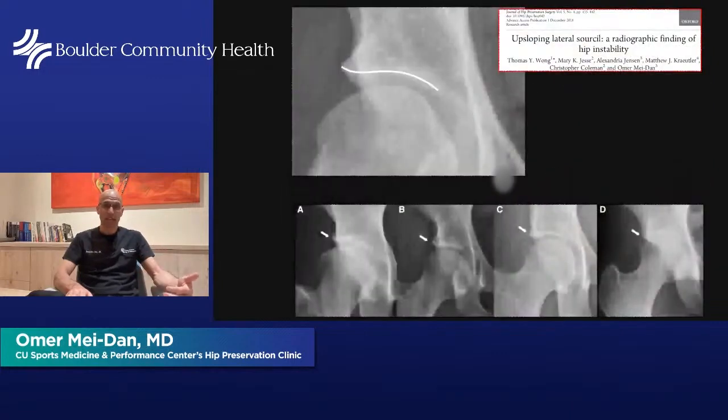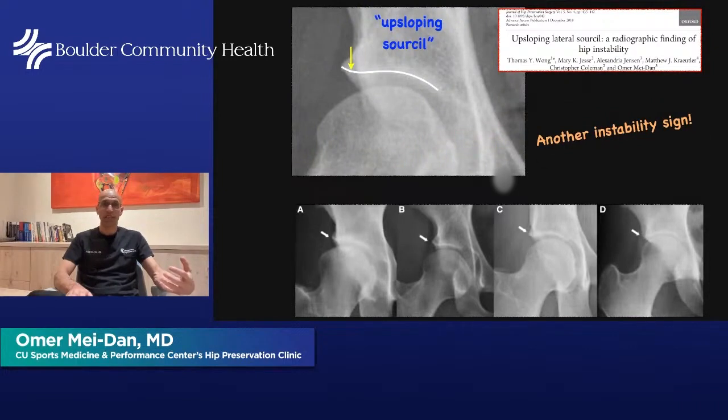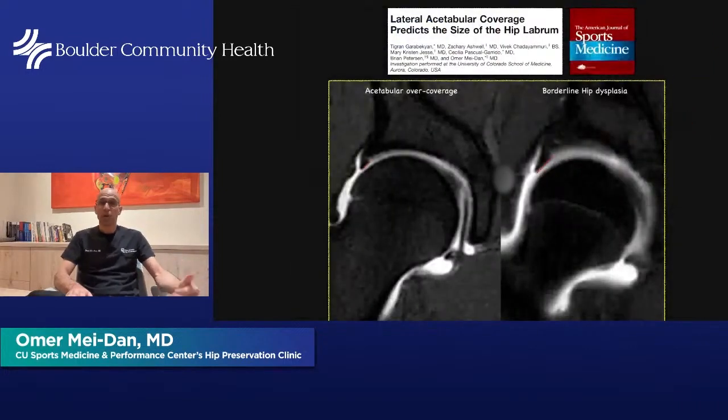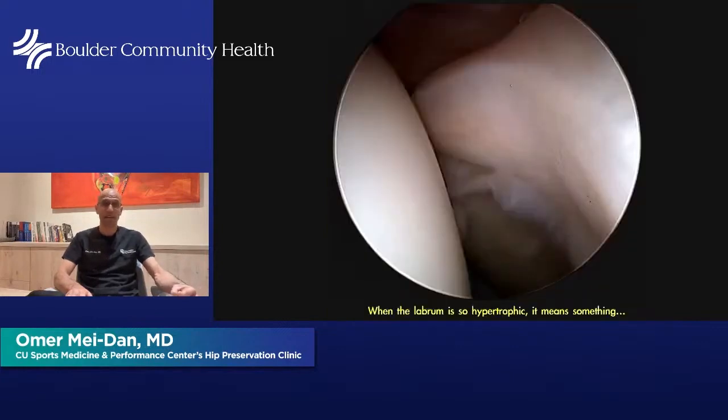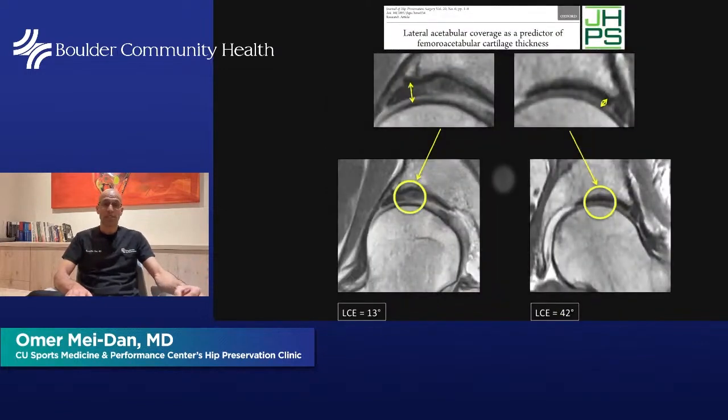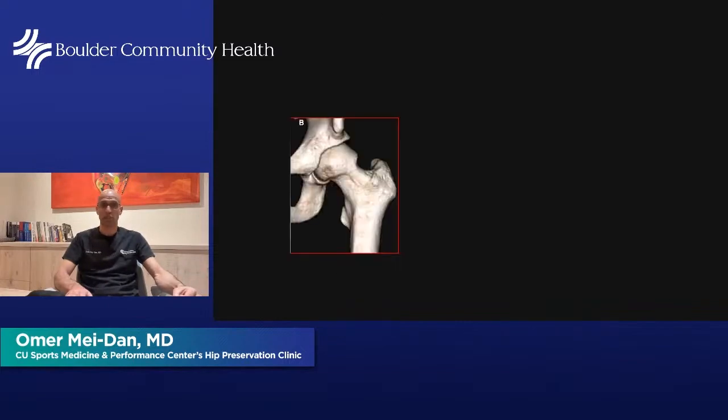Sometimes the anatomy of the socket has what we call an upsloping sourcil. In this respect, the head would start subluxing out because it's not congruent. The femoral head doesn't sit nicely inside. When we look at the MRI, we can see if they have a small or large labrum. A large labrum would usually signify hip instability because they try to compensate for the lack of enough bone. You can see that when we go into the hip joint, we see a large labrum. For us, it would tell right away that the patient is dysplastic, even if the X-ray and MRI didn't show it right away. Sometimes there is significant cartilage thickness that develops over time as a compensatory mechanism in patients with dysplasia.